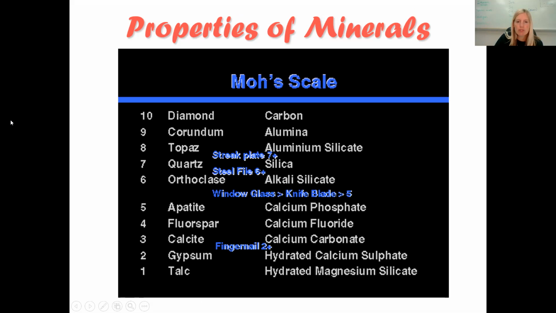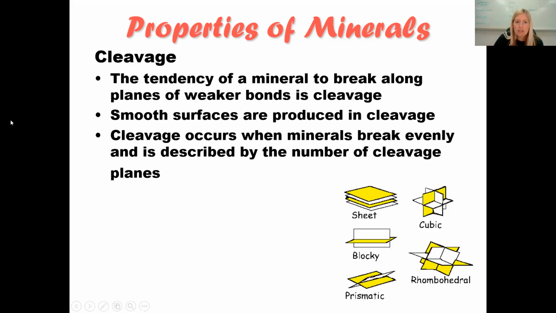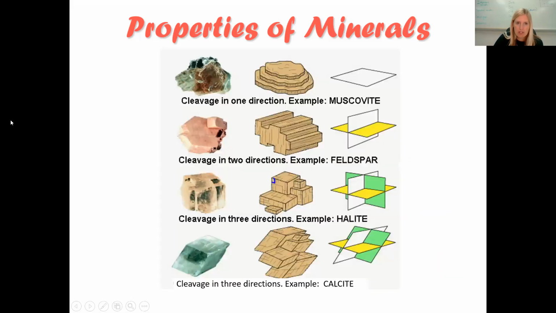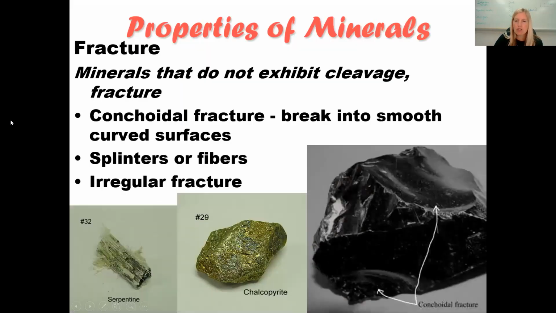You've got some other tools there, like a steel file, a streak plate. Those are just characteristic minerals for each of those values on the Mohs scale, but those aren't the only minerals that have those hardnesses. Cleavage and fracture. So that's our next one, cleavage and fracture.